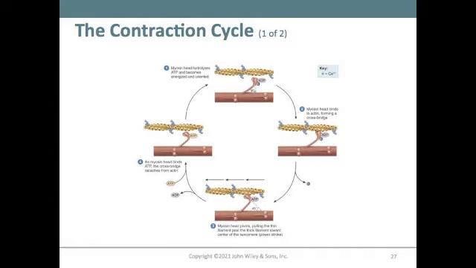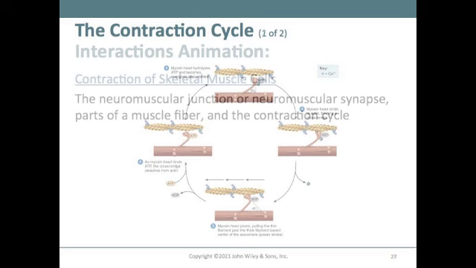And then once we're done with that contraction, we can see there that the phosphate is going to once again rejoin the ADP, and this myosin is going to go back to its original position, and this filament is going to be released, and that's going to result in a relaxation of the muscle.